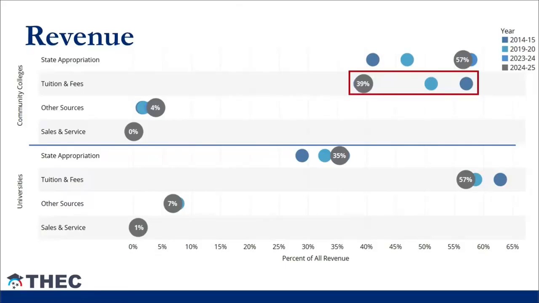That is matched by a decline in the share of revenue that comes from tuition and fees, so down under 40%, whereas in prior years, perhaps as high as 60%. We can see a similar story at our universities, though perhaps on a smaller scale. We do have state appropriations making up a larger share of the revenue at our universities, matched by that decline in tuition as a percent of overall revenue.